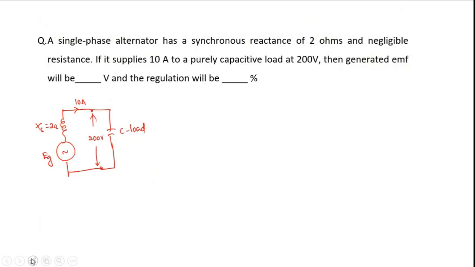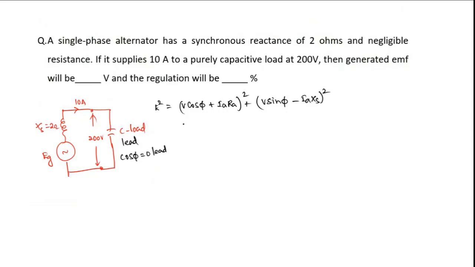So if you want to calculate the generated EMF, just now we have seen E square is equal to (V cos phi plus IaRa) whole square plus (V sin phi plus or minus IaXs) whole square. As it is a leading load, I'll be taking the minus sign, minus IaXs whole square. So we know it's a pure capacitive load, so the power factor is going to be 0 leading. So if the power factor is 0, the sine component is 1.